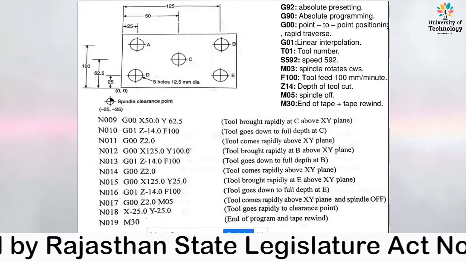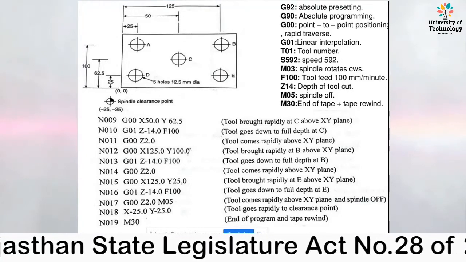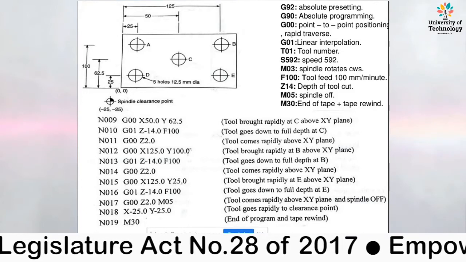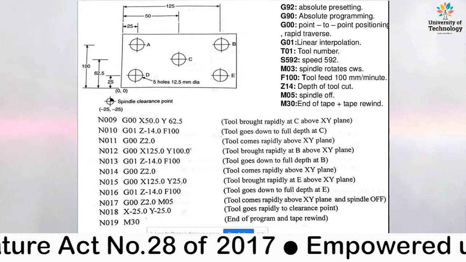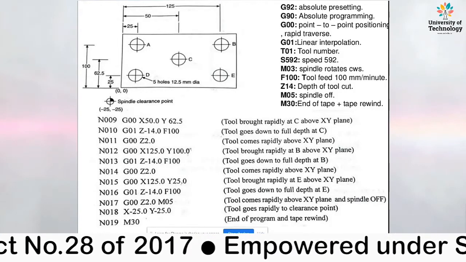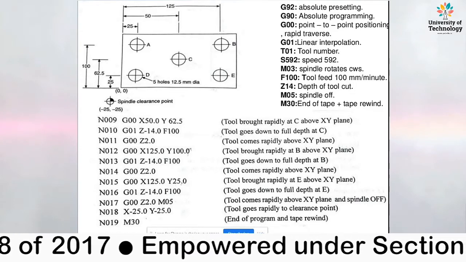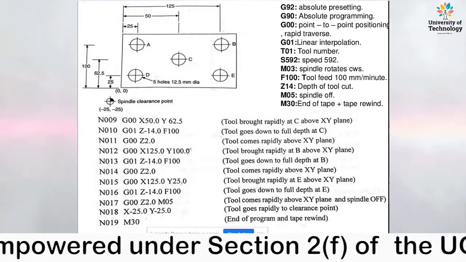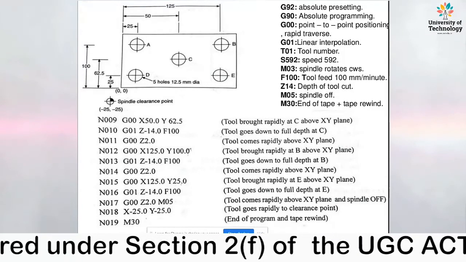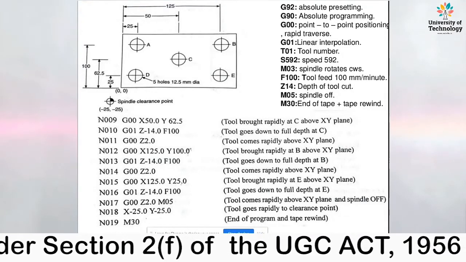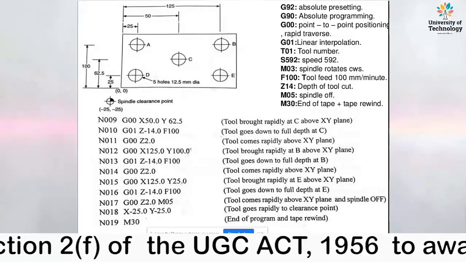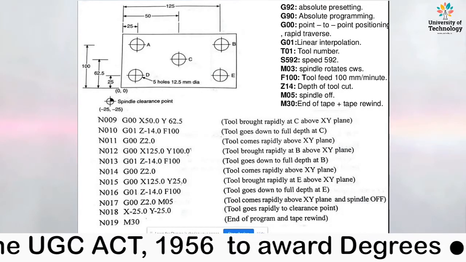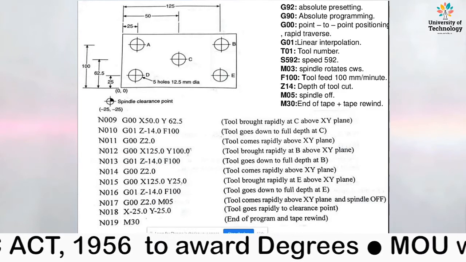N012, G00, X125 and Y100. The tool is brought rapidly to B above the XY plane, and goes for drilling. N013, G01, Z-14, and F100. The tool goes down to full depth at B. N014, G00 and Z2. The tool comes rapidly above the XY plane.